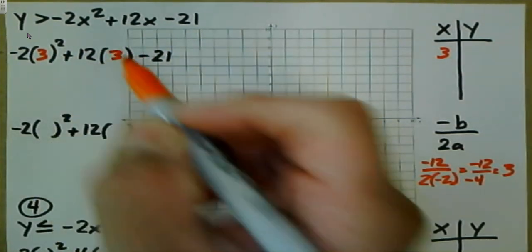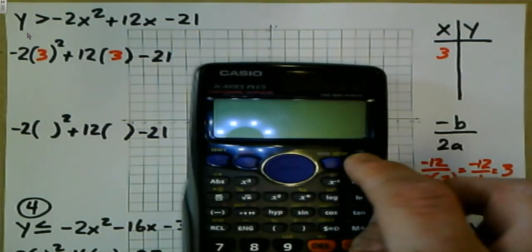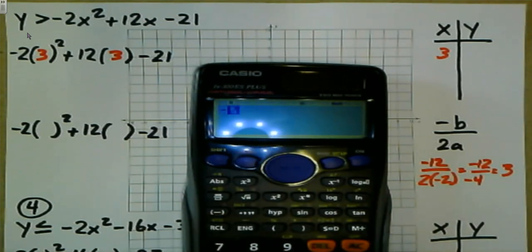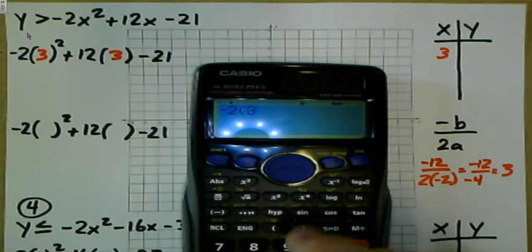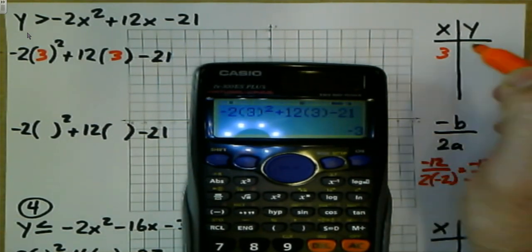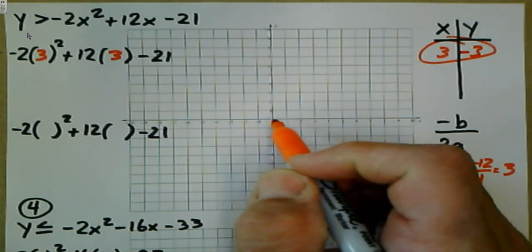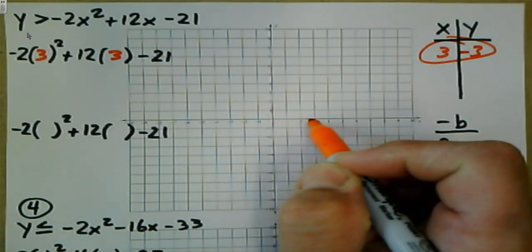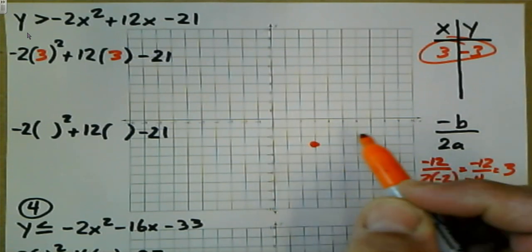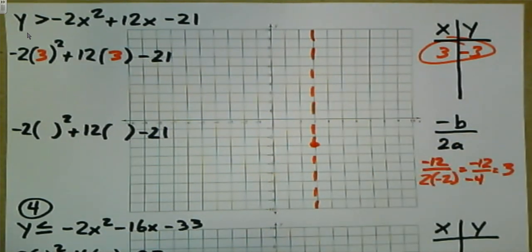Go to our first equation. Put our 3 in there. Go to our calculator. We're going to put negative 2, parenthesis 3, parenthesis squared, plus 12 times 3, minus 21 on this one, equals, and we get negative 3. That's our first coordinate point, our axis of symmetry, and our vertex. So we go to 3 on the x and then down to negative 3 on the y. Since 3 is our axis of symmetry, we'll put our line there.